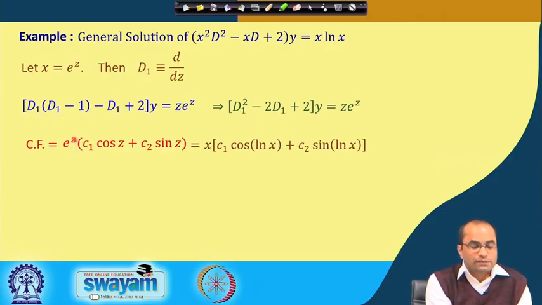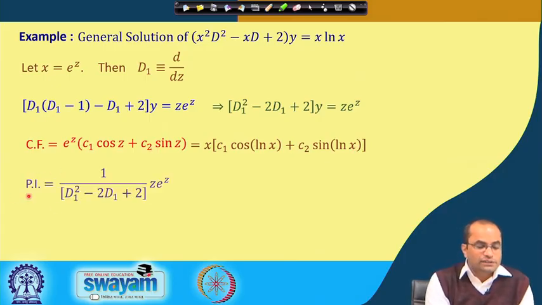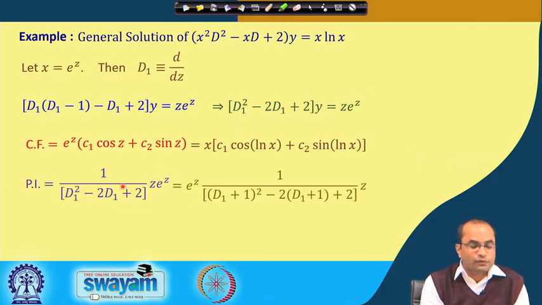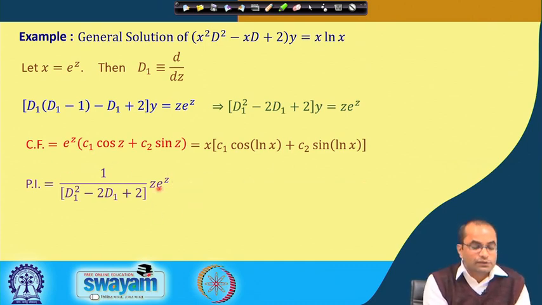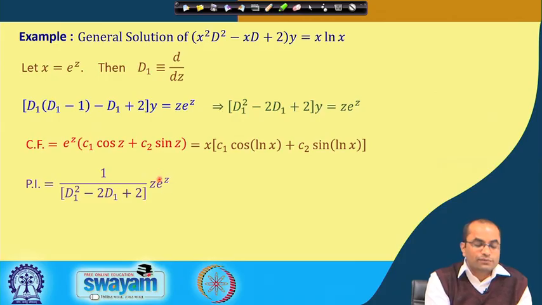Here e power z will be replaced by x, C1 cos, since z was the logarithm of x. So, cos of ln x plus C2 sin of ln x. And the particular integral, the P.I., will be 1 over D1 square minus 2 D1 plus 2. This particular integral on z e power z will take us now to this result here, because for z e power z, the formula which we have already discussed in the previous lecture.